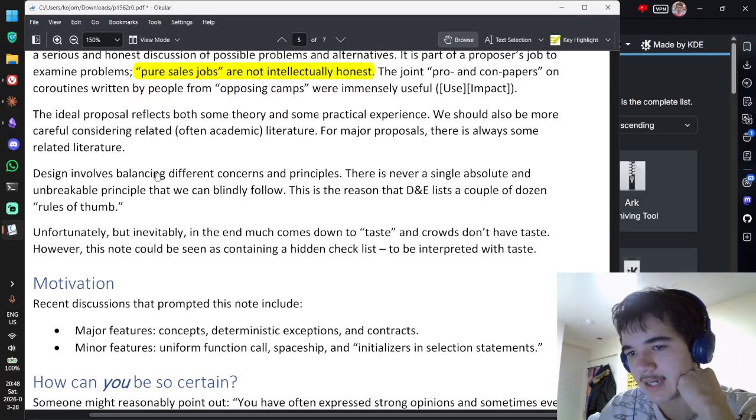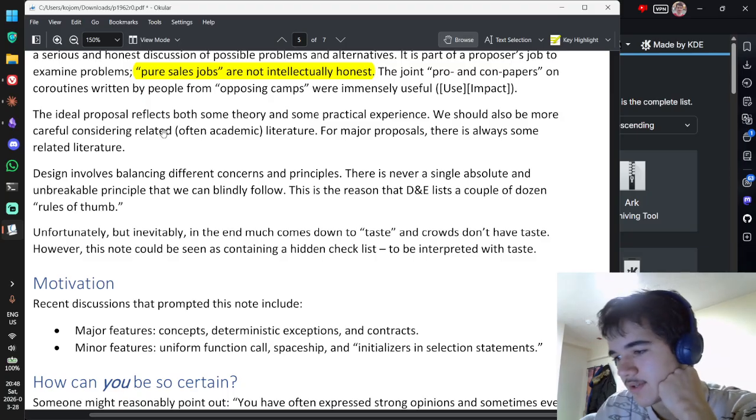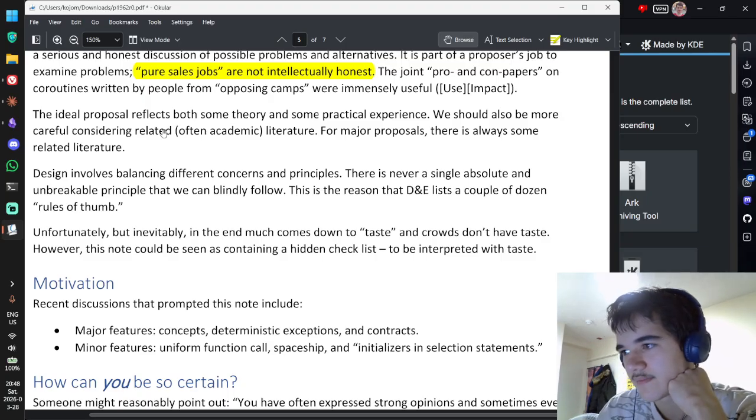Design involves balancing an idea. Therefore, we should promote.